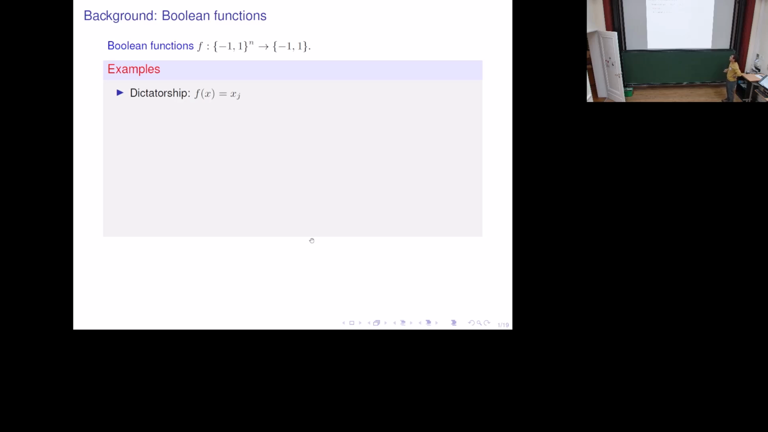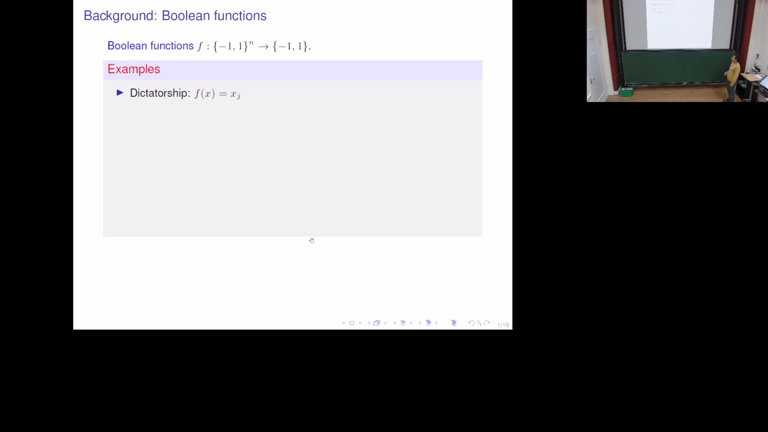Okay, so we have already seen a lot of notions about Boolean functions in previous talks. In my talk, Boolean functions are defined on plus minus 1 to the n, and the function will take values in plus minus 1, instead of 0 and 1. But essentially they are the same.